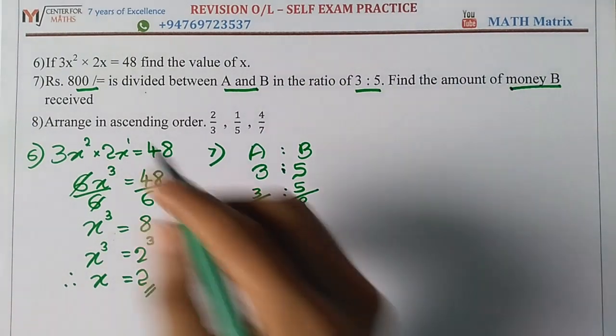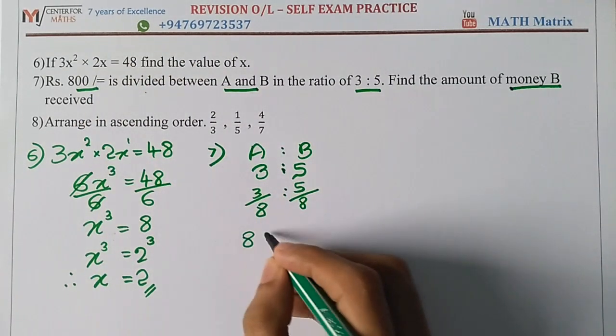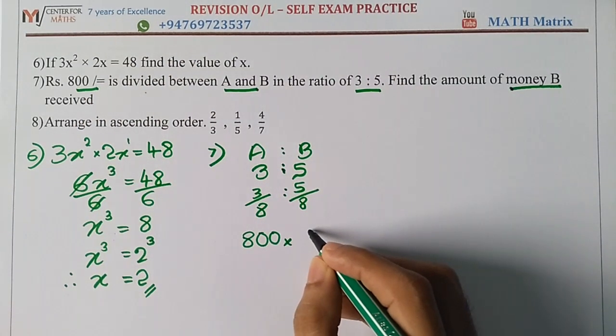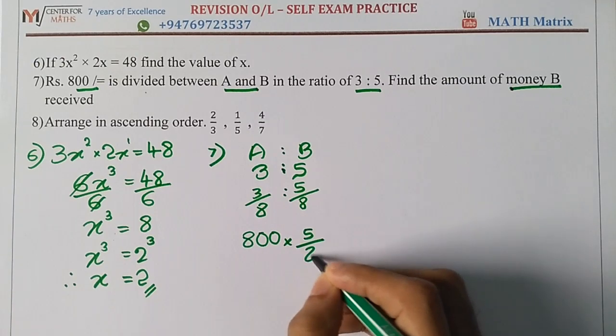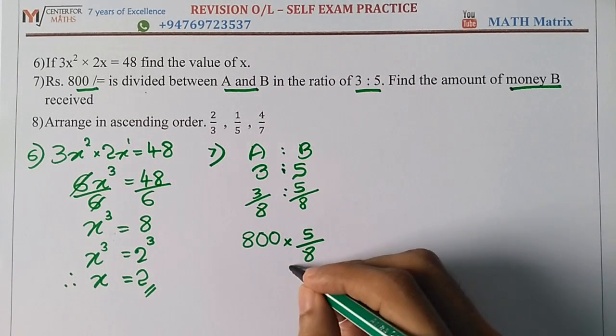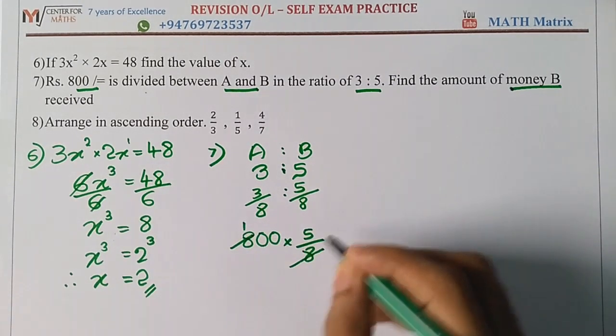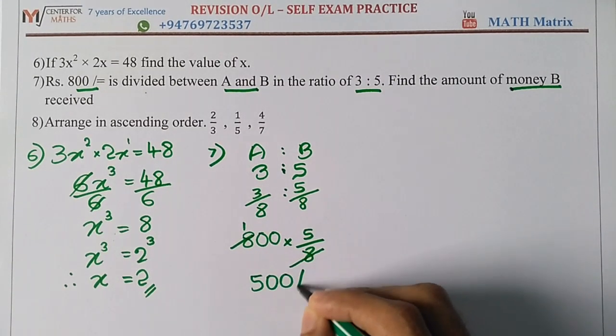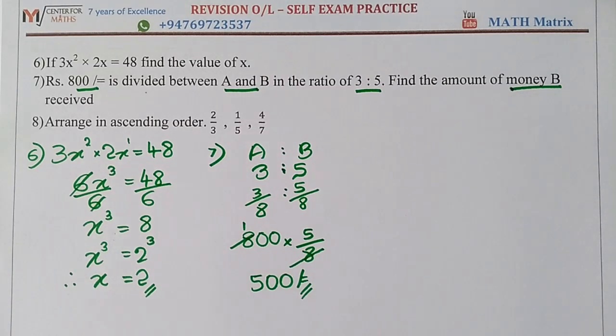So how to find that? Already we have the total. The total is 800. From this 800, B has received 5 upon 8. 5/8. Now we can simplify this to find the answer. 8 to 8 can cancel, then 1. 100 into 5. The final answer is 500 rupees. So that means he has received about 500 rupees.